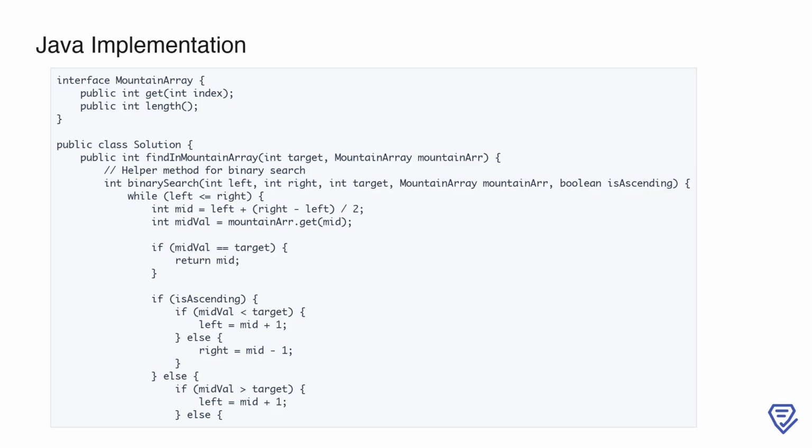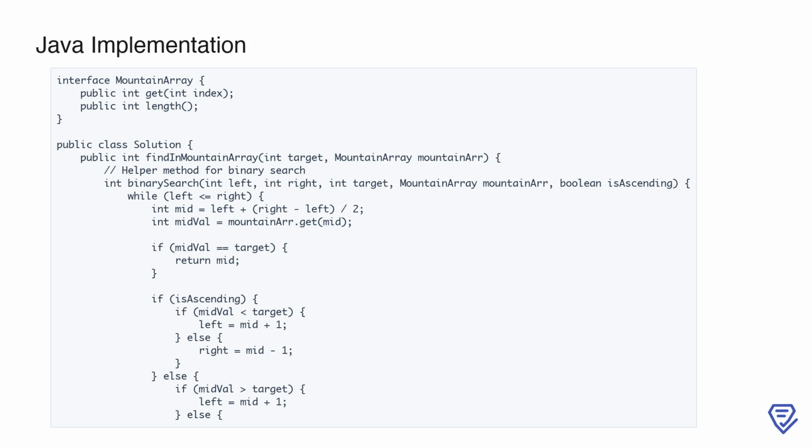Inside this method, we define a helper function called binarySearch. This function takes several parameters: the left and right boundaries of the search range, the target value, the mountain array instance, and a Boolean flag is_ascending to indicate whether we are searching in the ascending or descending section of the mountain array. The binary search process begins with a while loop that continues as long as the left index is less than or equal to the right index.